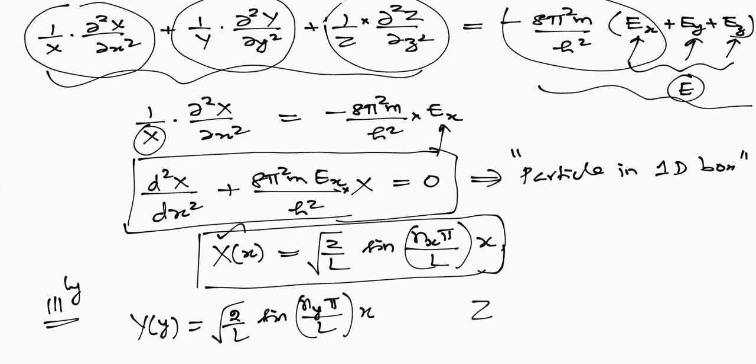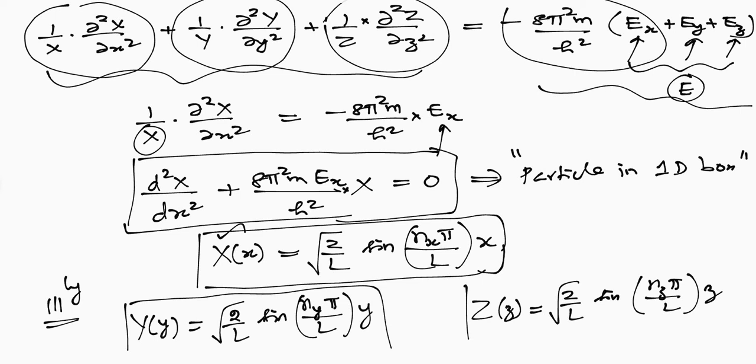Similarly, Z equal to square root of 2 by L into sine nz pi by L into z. I'm sorry, this is Y, and here this is Z. So we'll get three solutions, X, Y and Z.